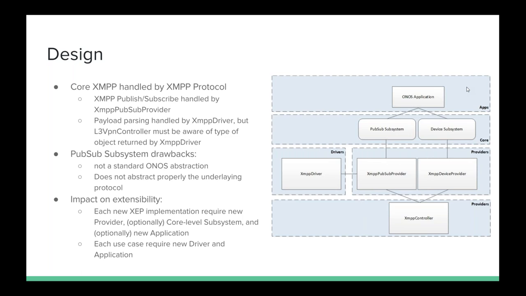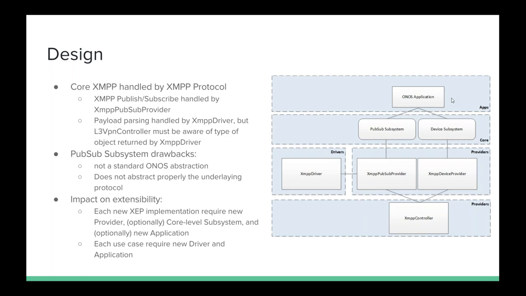If I may add something, I designed it to distribute the payload which is parsed by the ONOS application. So if we parse in one instance in the cluster, we parse the XMPP payload. And there is a distributed store which stores only the object which was parsed from XML to a Java object.